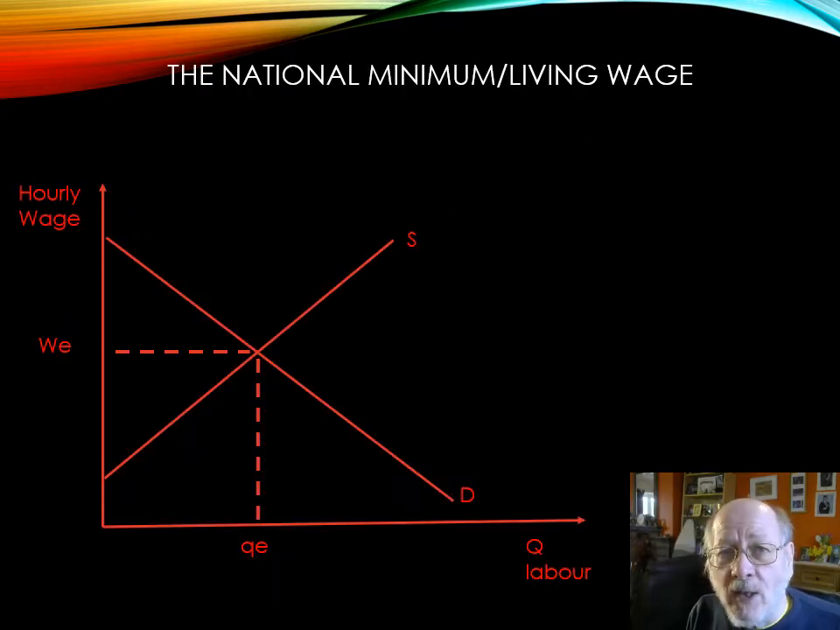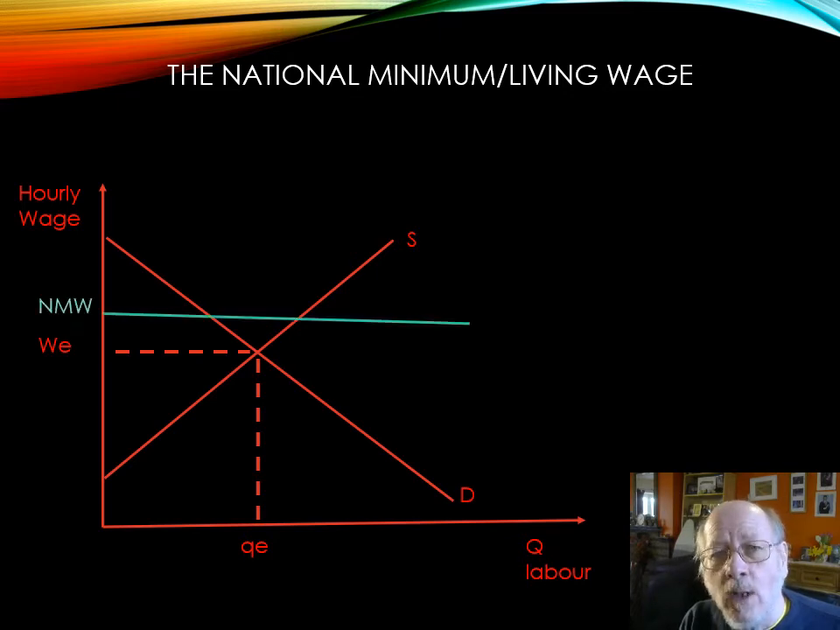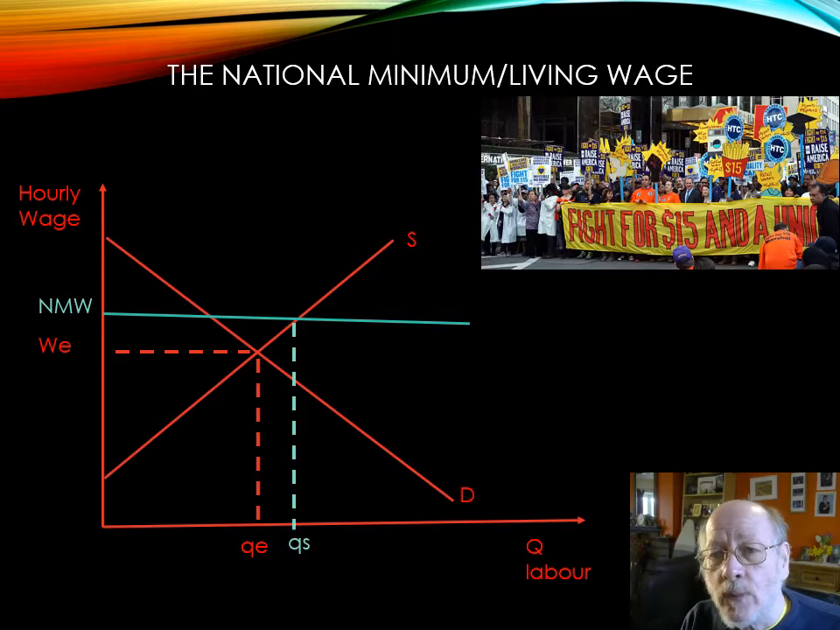Well, the labour market, like any other market, has an upward sloping supply curve because workers love high wages, and a downward sloping demand curve because firms don't like paying high wages. We'll have an equilibrium wage of WE, and that will result in QE people being employed at that wage. However, the government feels that this wage is too low. So it sets a price floor, the national minimum wage, above the equilibrium wage.